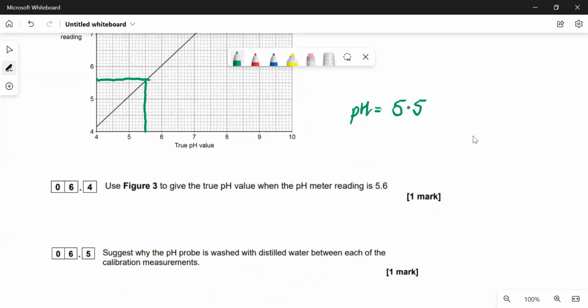Okay. Suggest when you're using a pH probe, wash with distilled water between each of the calibration measurements, to avoid cross-contaminating the solutions. Something like that. If you look at the mark scheme, we'll give you the mark.